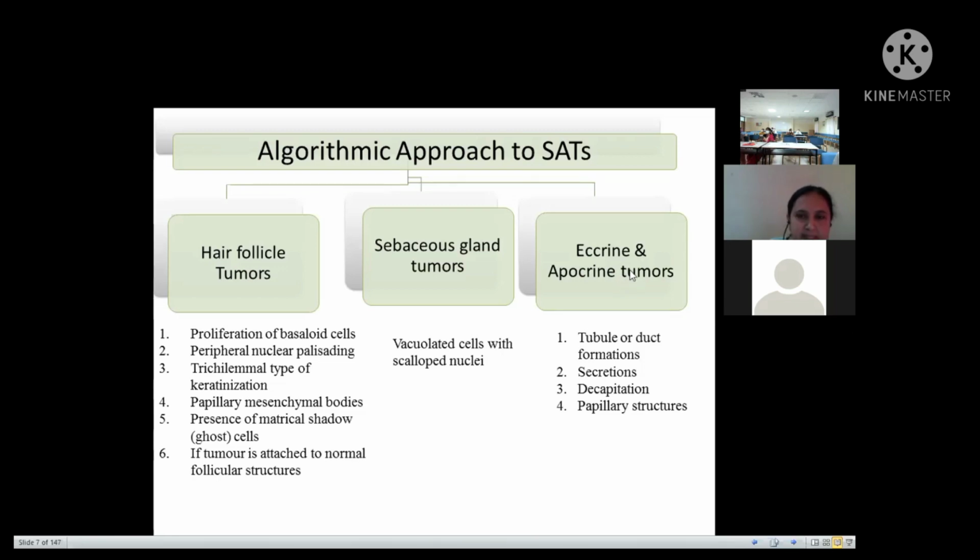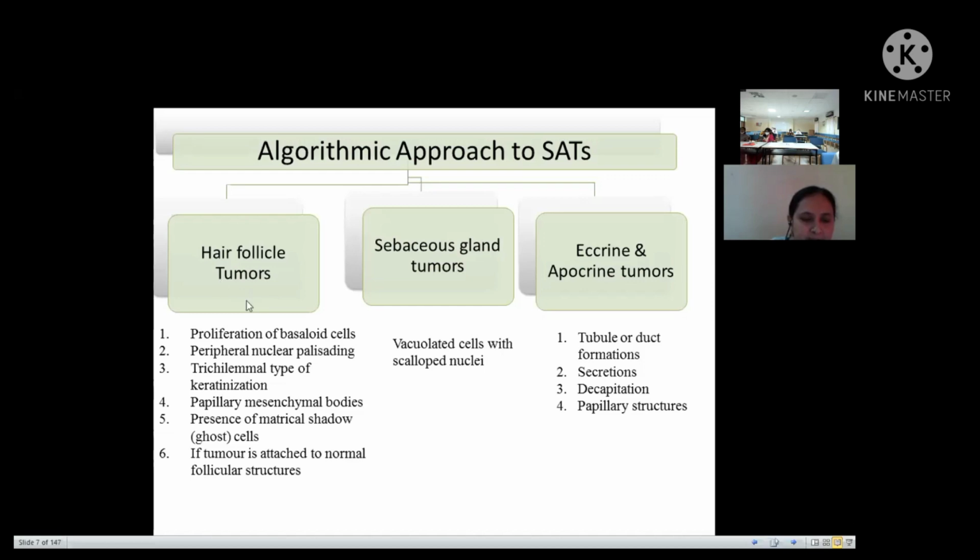Generally speaking, sebaceous glands are the easiest one, because of that important clue, whenever we see vacuolated cells with scalloping of the nucleus. Sweat gland tumors are a very large category, and whenever we find any tubular differentiation or any secretions in the tubules, and there is decapitation or papillary structures, then probably we are dealing with eccrine tumors.